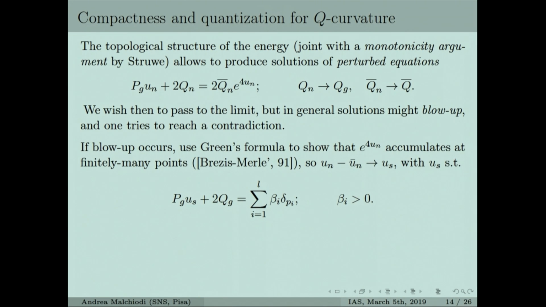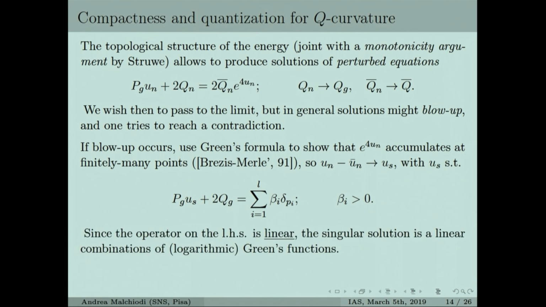So if loss of compactness occurs, then you can use the Green's formula, following some argument by Brezis and Merle, to show that actually the conformal volume accumulates only at finitely many points. Away from these points, the solutions, if you subtract the average, converge to a solution of this equation with the right-hand side now completely degenerate to a sum of Dirac masses. And this tells you the profile of the blowing up solutions away from the blow-up points.